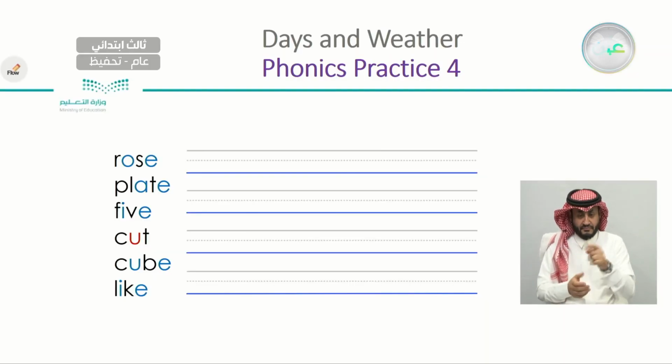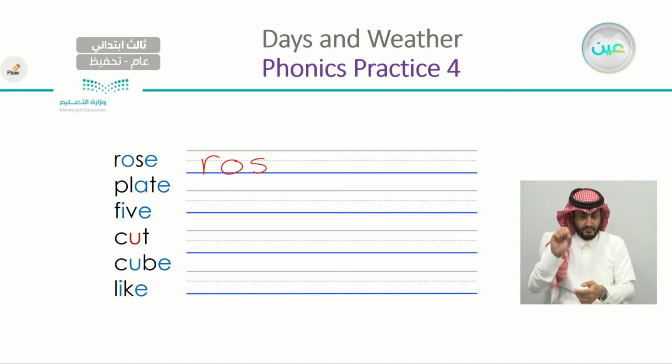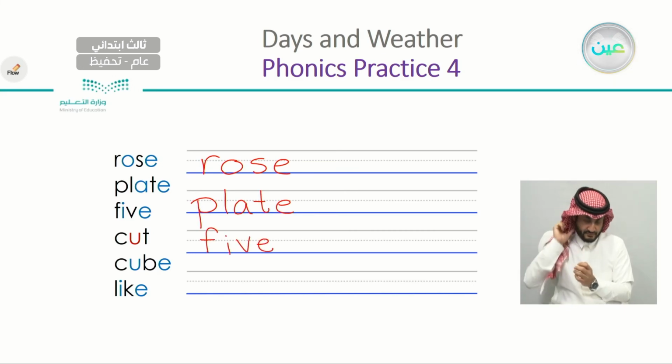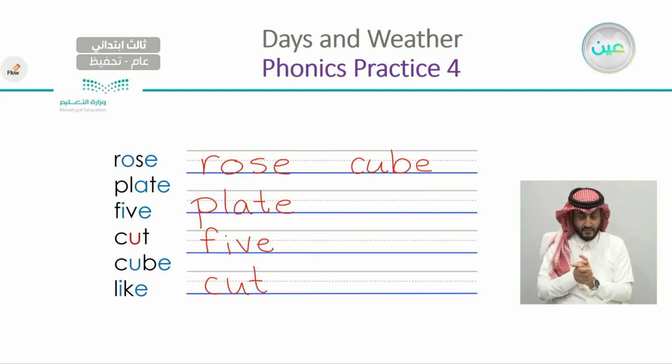Okay. Now let's write them together in your book. I'll write them over here. First word is rose, R-O-S-E. Next is plate, P-L-A-T-E. Five, excellent, five. Cut with a short U, cut. Cube, C-U-B-E. The last word is like.